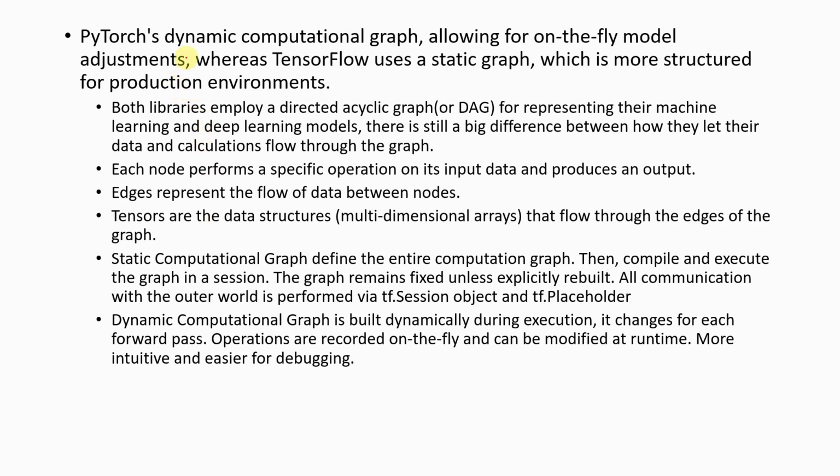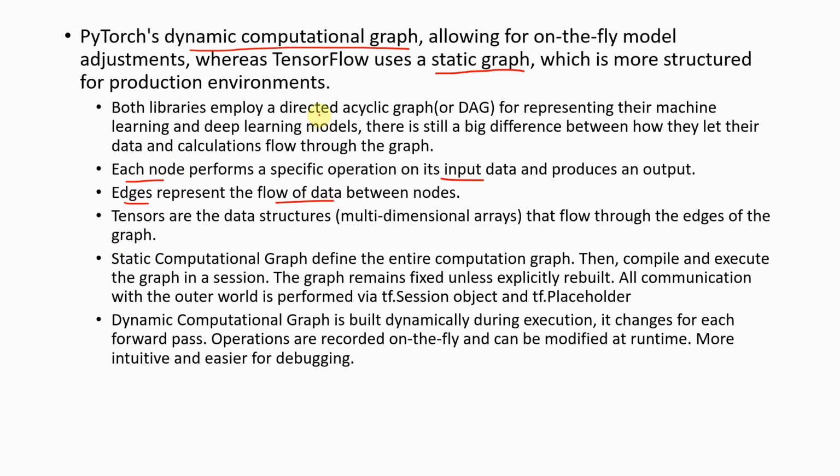PyTorch mainly uses the concept of a dynamic computational graph, which allows you to create a model and adjust the model on the fly, whereas TensorFlow uses a static graph, which is more structured and mainly used for the production environment. Both these frameworks, PyTorch and TensorFlow, use a graph representation, where each node is used to store the input data and also to produce an output, and the edges represent the flow of data between these nodes.